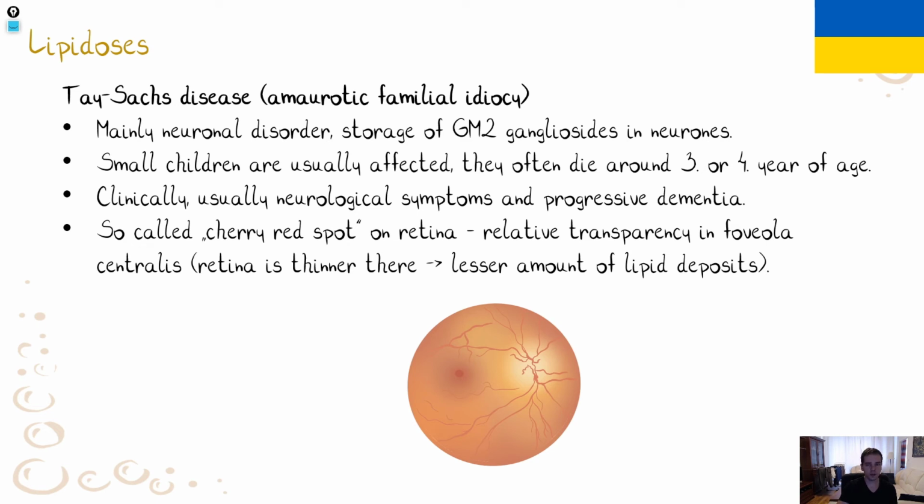There is a progressive dementia, and there is a typical finding on retina. It is called cherry red spot. It is just a relative transparency in fovea centralis, because in this fovea the retina is thinner, so there is a lesser amount of lipid deposits. So basically, this red spot means that this is the last region of retina that is relatively spared from the deposits.